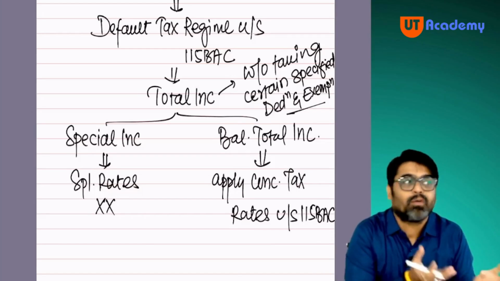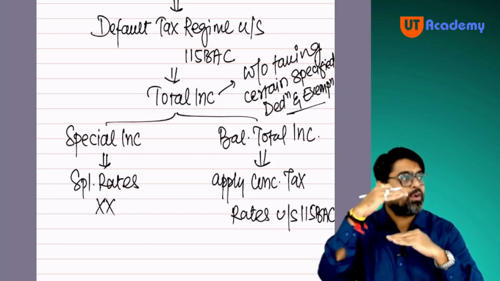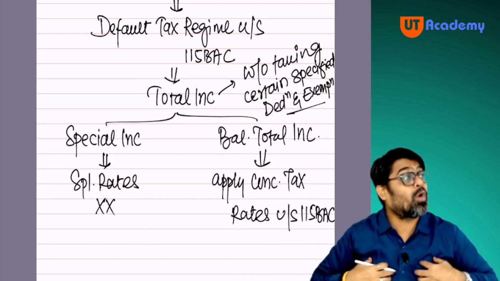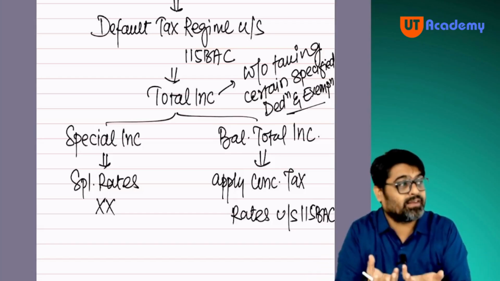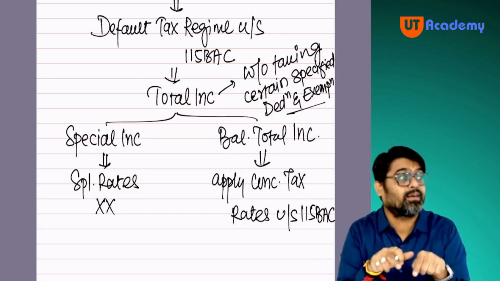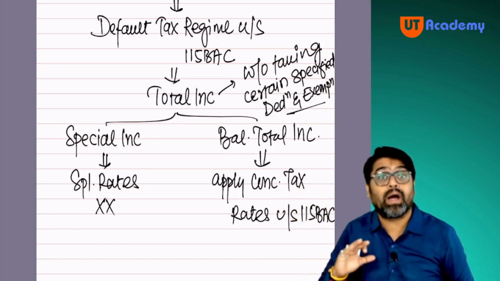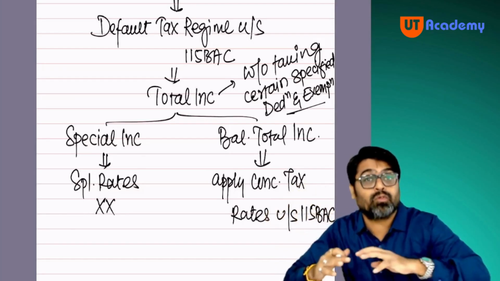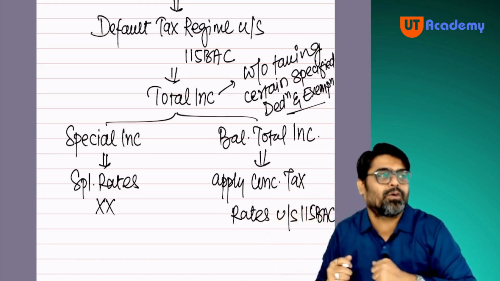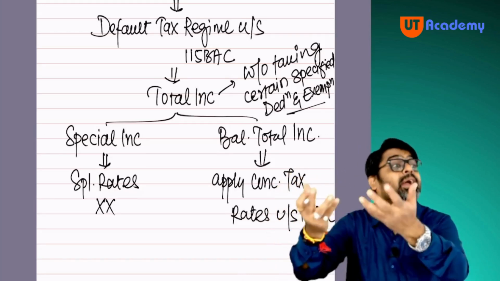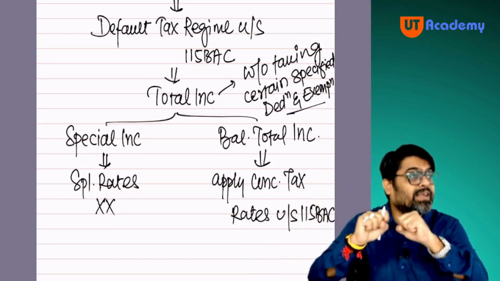1,12,500. What did I do? I calculated my total income by taking all the available deductions and exemptions. If I want to take that, I have to shift out. I said, okay, no problem, I will shift out. So I shifted out from 115BAC. Yes or no? And I calculated my total income by taking all the available deductions and exemptions.